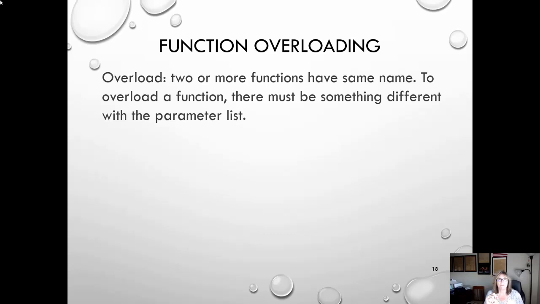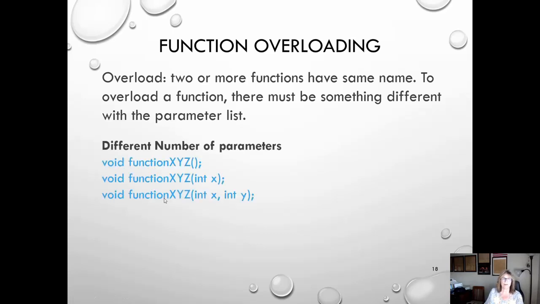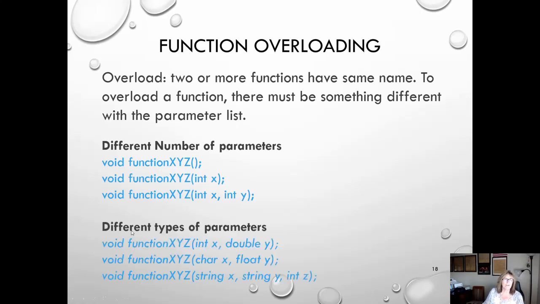Now, the requirement is, in order to overload a function to have exactly the same name, there has to be something different about it so that the compiler or the interpreter will know which one of the overloaded functions to use. And what has to be different is the parameter list. So you either have to have a different number of parameters. Here's an example of an overloaded function, xyz. One has no parameters, one parameter, or two parameters. You either have to have a different number of parameters or the parameters have to have different data types.